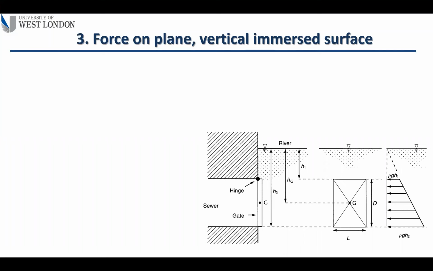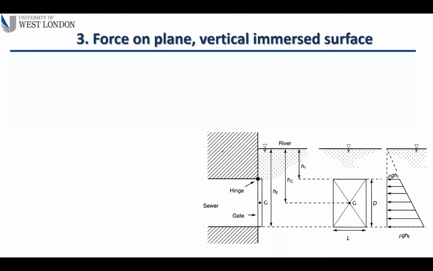Okay, so in the third section of the hydrostatics chapter, we're just going to look at the force on a plane, vertical immersed surface. Imagine we had a hydraulic structure here, a flat gate for example, hinged about a top point, with a sewer on the left-hand side. On the right-hand side is a river, and the river pushes with pressure from the outside of the gate, and from the inside we have the sewer, and there's a pressure from inside.